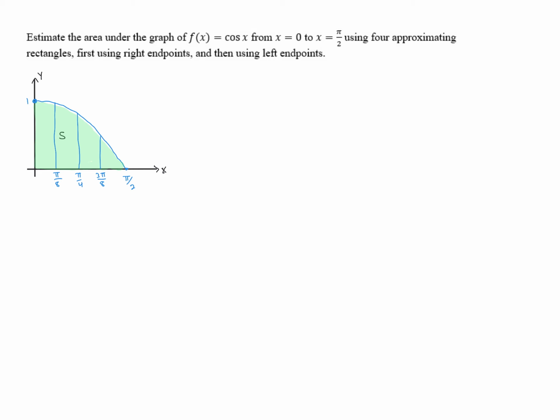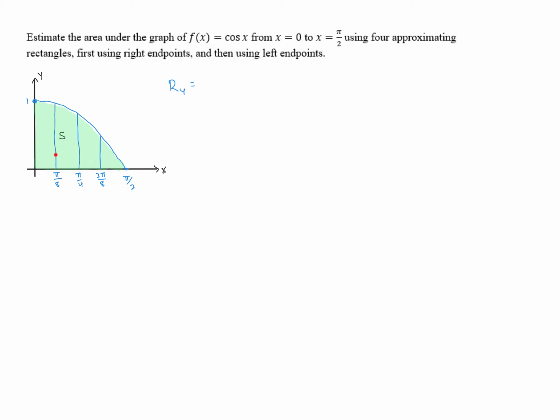Now, we're asked at first to use right endpoints and then left endpoints. So let's start with our R4. If we're using right endpoints, this one right here, the right endpoint is actually at a height of 0. So that's not going to have any height at all, which is interesting. So we're only really going to have 3 of them. But let's write these out one at a time.